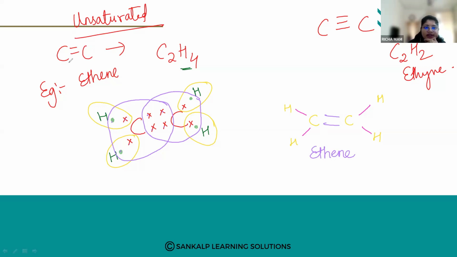So an unsaturated compound, formed between two carbon atoms with a double bond, is termed unsaturated, and they come under the class called alkenes. The example is ethene, the formula was C2H4. Just now we have shown the electron structure. Next, when you have a triple bond between the two carbon atoms, they are termed as ethyne.